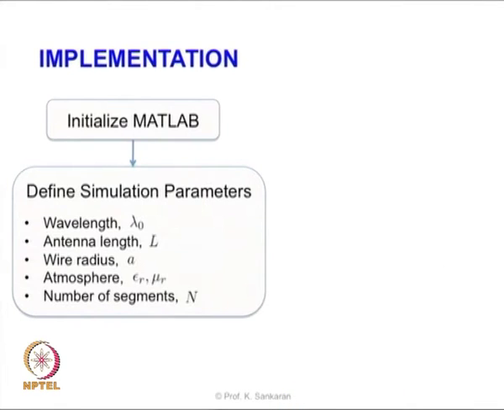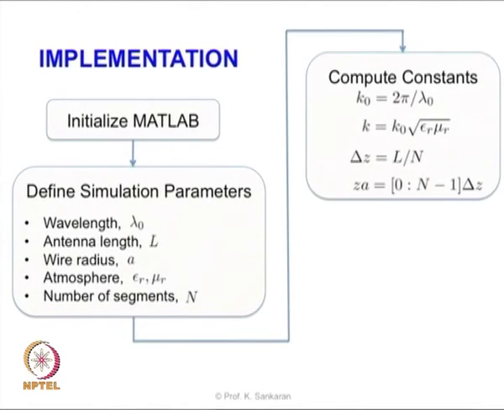Once you align the antenna in one axis, in the case of our analysis we have aligned it along the z axis, we are going to compute the values for the problem. K naught is going to be given by 2 pi by lambda naught, and K is going to be computed accordingly from the value of K naught, provided we know the values of epsilon r and mu r, and we are going to discretize the entire domain using n number of cells.